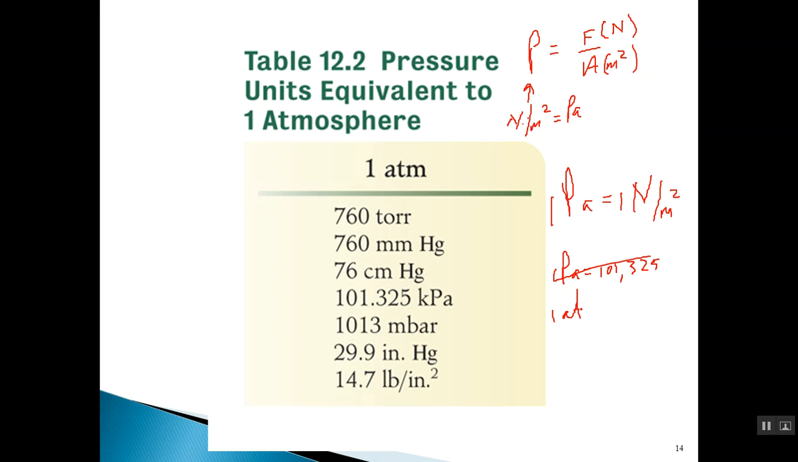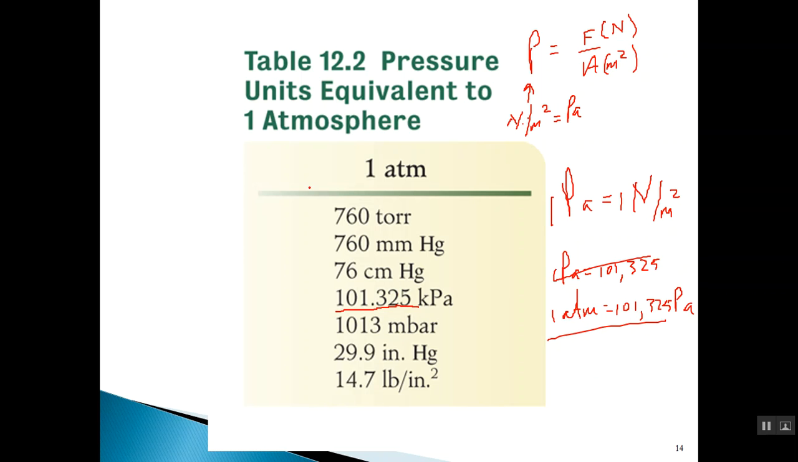1 atmosphere is equal to 101,325 pascals. All right, so that's another relationship here. And then we can go from pascals to kilopascals. So you see this here, 101.325 kilopascals is equal to 1 atmosphere. Of course, you can get from pascals to kilopascals by dividing by 1,000.